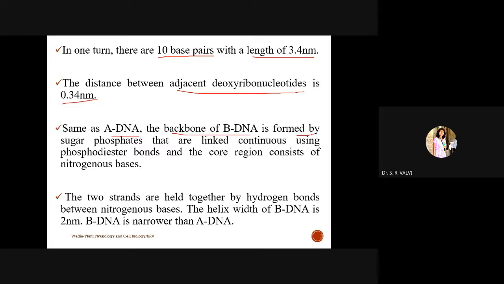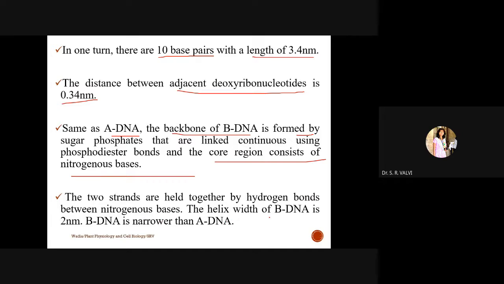Same as A DNA, the backbone of B DNA is also formed of sugar as well as phosphate groups, linked continuously by phosphodiester bonds, and the core region consists of nitrogenous bases. So these characteristics are again similar. These characteristics of A and B DNA are similar except for the base pairs present in one turn, the length, and the distance between two nitrogenous bases. That is the only difference between A and B. The two strands are again held by hydrogen bonds between nitrogenous bases.